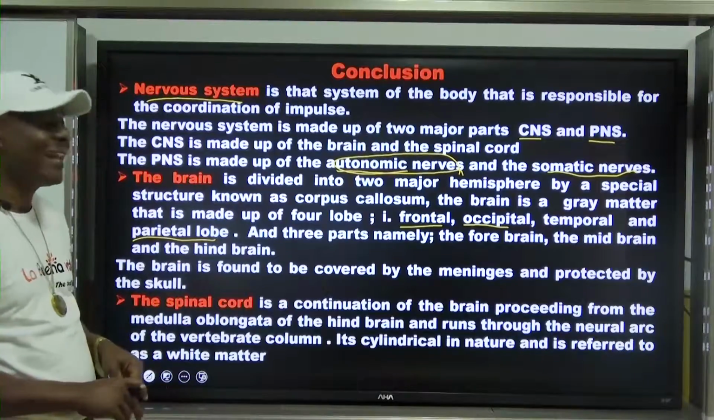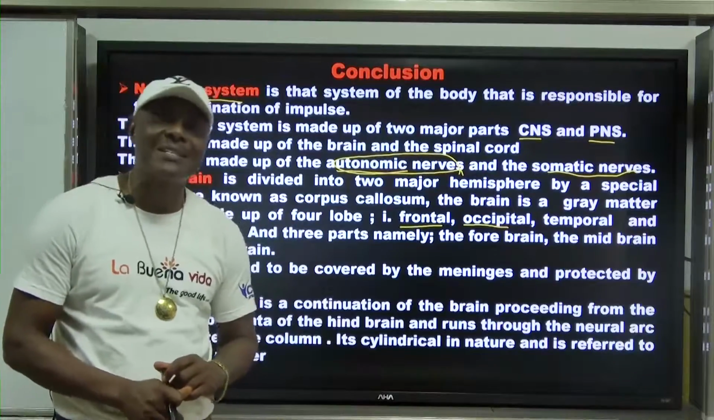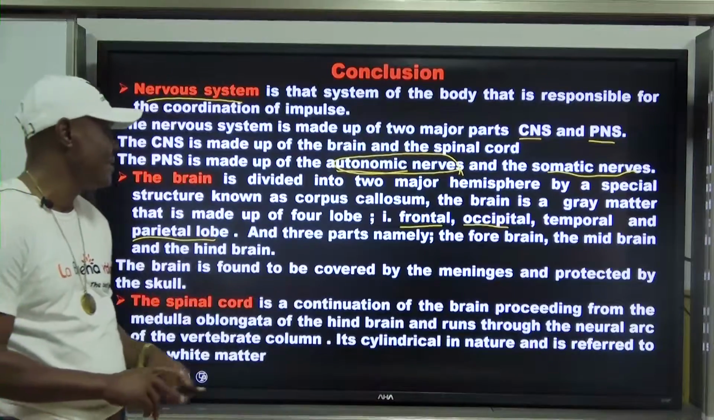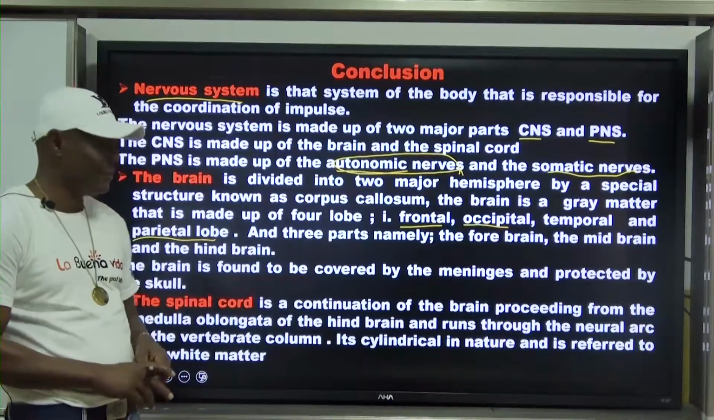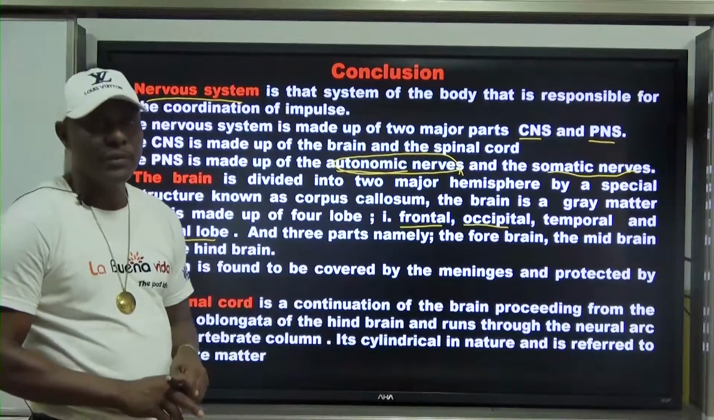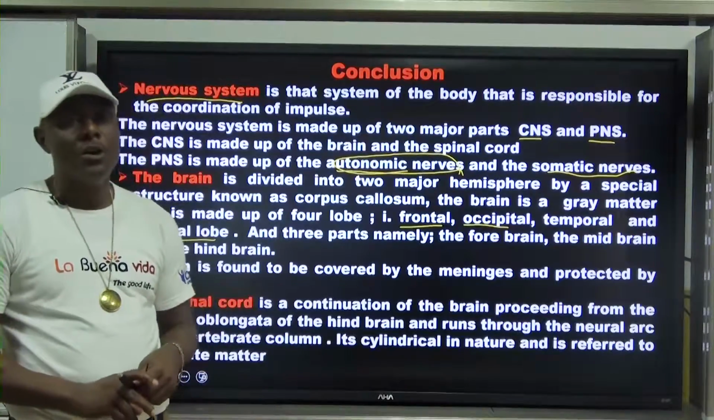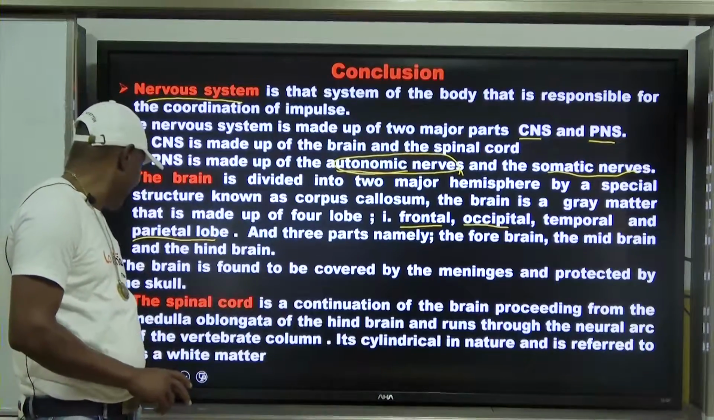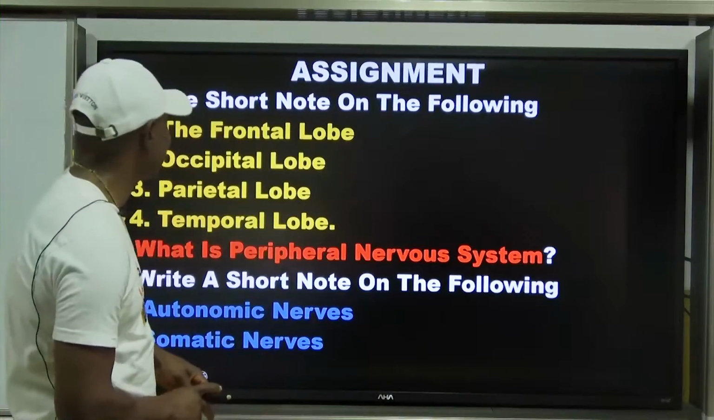We said the spinal cord, in line with the brain, controls all the reflex actions and all the voluntary activities of the body. The spinal cord is a continuation from the brain, from the medulla oblongata of the hindbrain. So it runs through the neural arch of the vertebral column. It means it is protected by the vertebral bones of the back. That is the spinal cord. We also say that the brain is gray matter while the spinal cord is white matter.